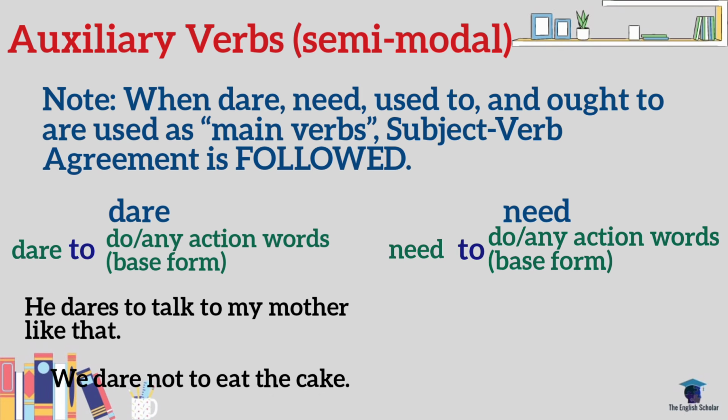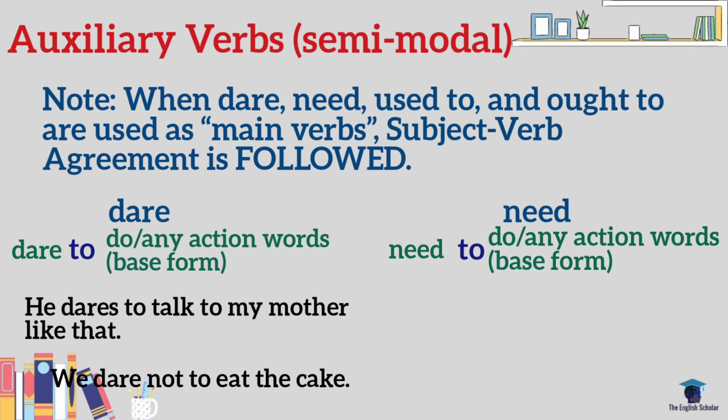Another example, we dare not to eat the cake. So even if it is negated by the word not, the rule still remains the same. The word dare remains in its original form since it needs to agree with its subject, we, which is plural, then followed by the word to, and then the direct action verb, eat, also in its base form. Remember the subject-verb agreement for this.